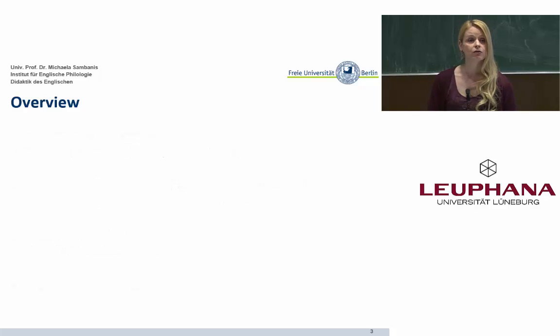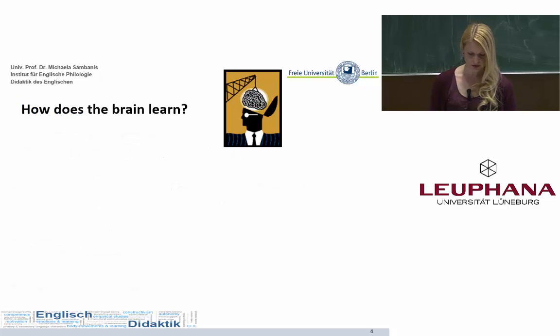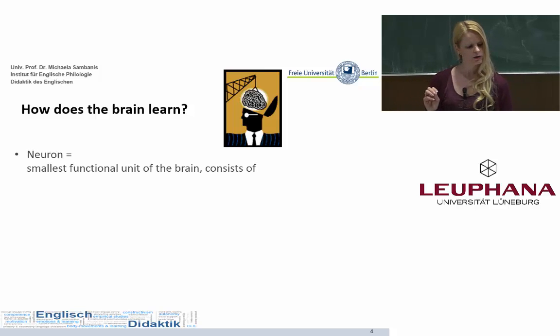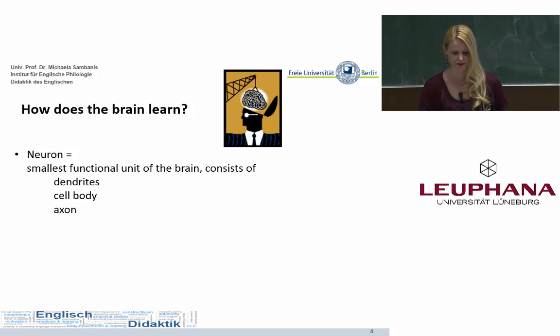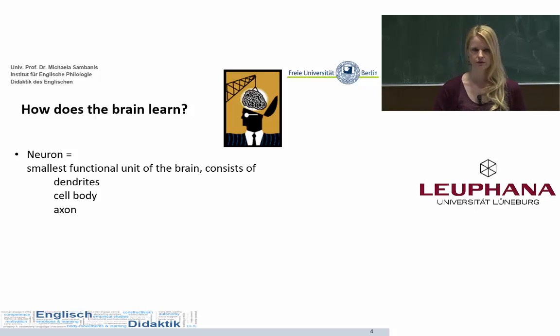First question: how does the brain learn? First off, let's take a look at the basic structures where learning happens in the brain. And of course, this is the neuron. And the neuron is the smallest functional unit of the brain. And it consists of dendrites, cell body, and an axon. You might have heard that in your biology classes, or if you study biology, you're certainly a pro in this. But actually, I think this is quite important, and I wanted to show you that you constantly carry a model of a neuron with you.